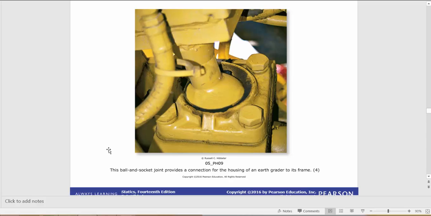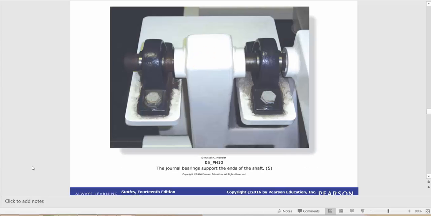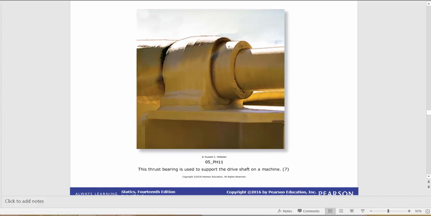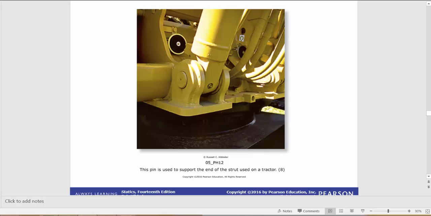And just some examples: you have a ball and socket, and this provides a connection for a housing on an earth grader to its frame. You have journal bearings, which support the ends of the shaft. You have a thrust bearing that is used to support the drive shaft on the machine. So you can kind of start seeing where these reaction forces are helping in real life scenarios. And then the pin is used to support the end of the strut used on a tractor. Okay, so I'm going to slide down here, and we're going to look at statical determinacy.